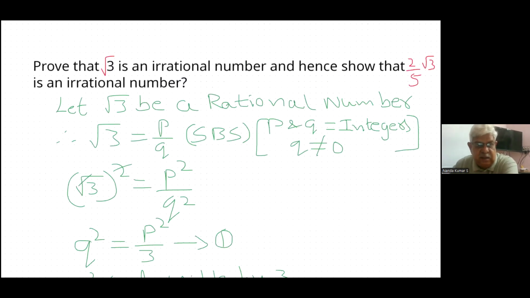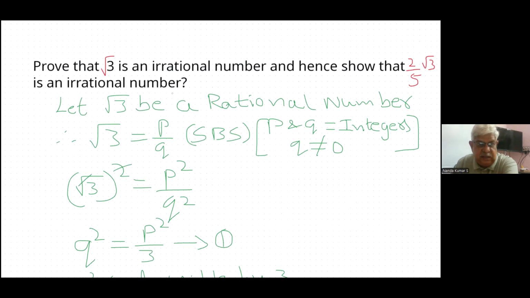Good morning, dears. The question we are discussing is: prove that root 3 is an irrational number and hence show that 2 over 5 root 3 is an irrational number. Class 10th Real Numbers lesson. This is a 2 mark part for your board examination.